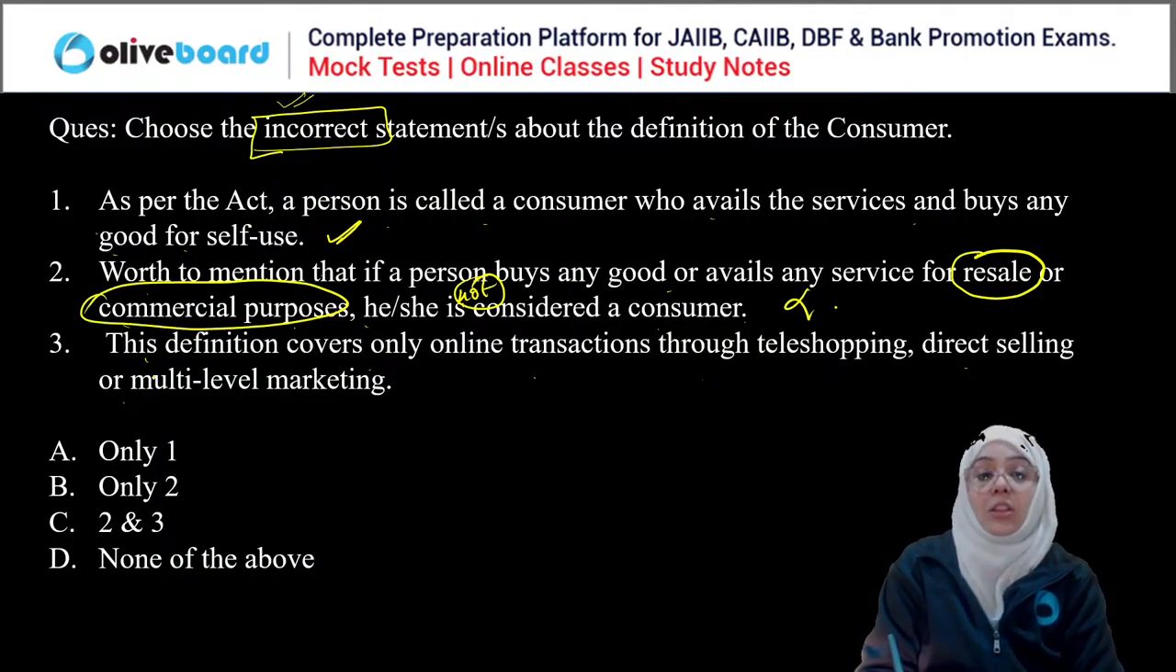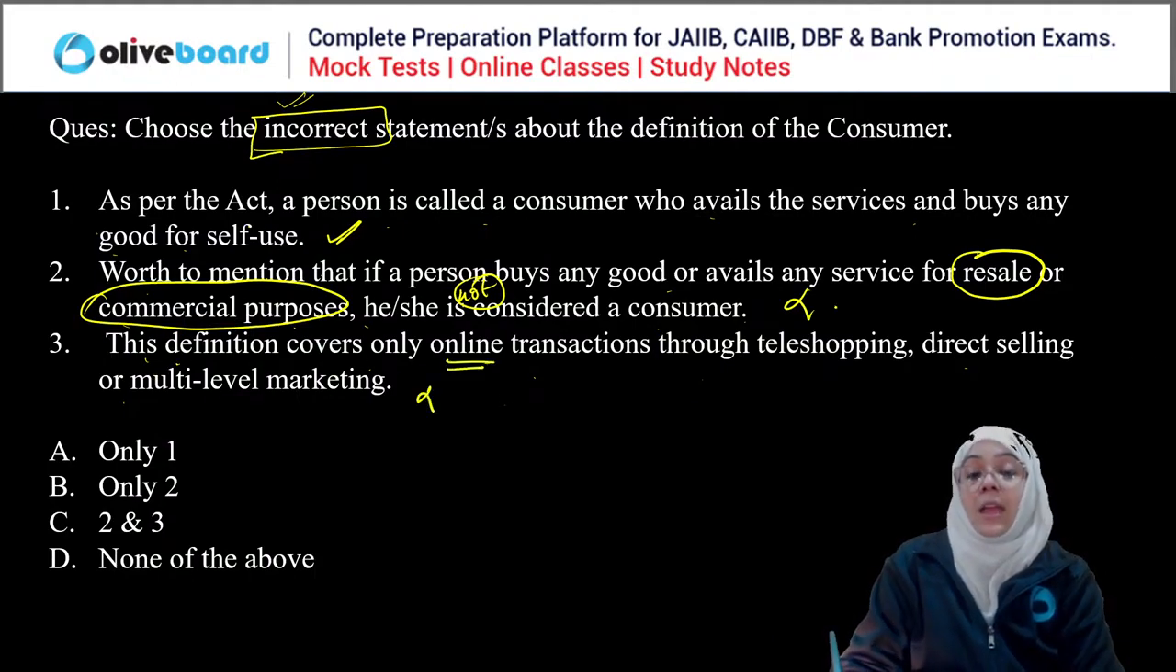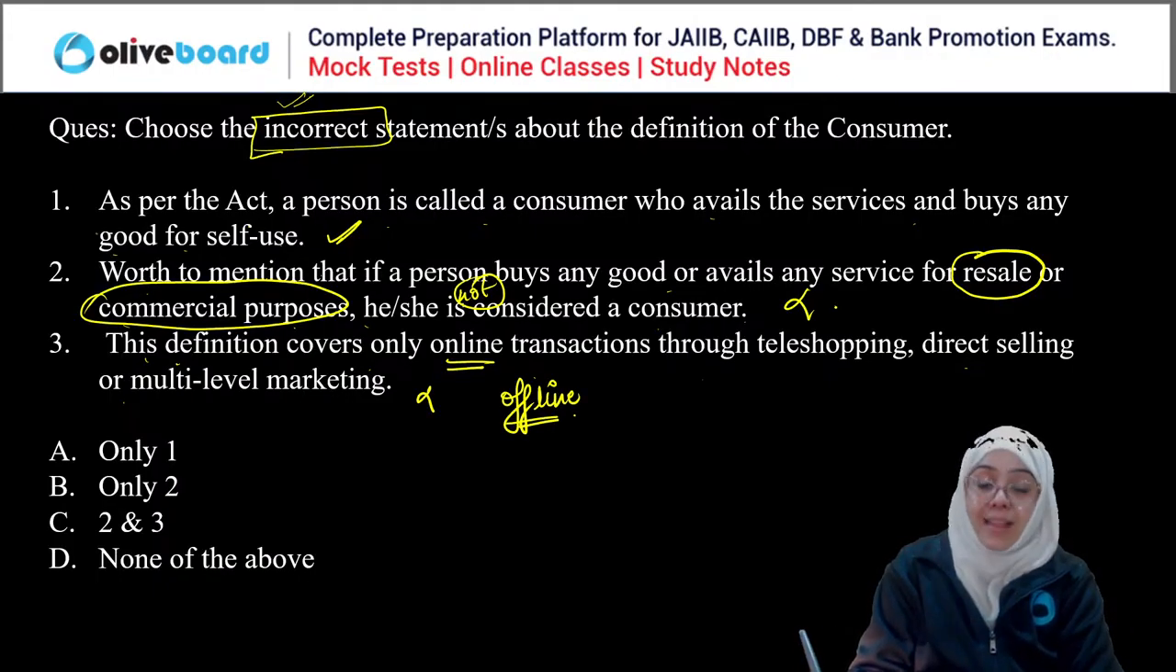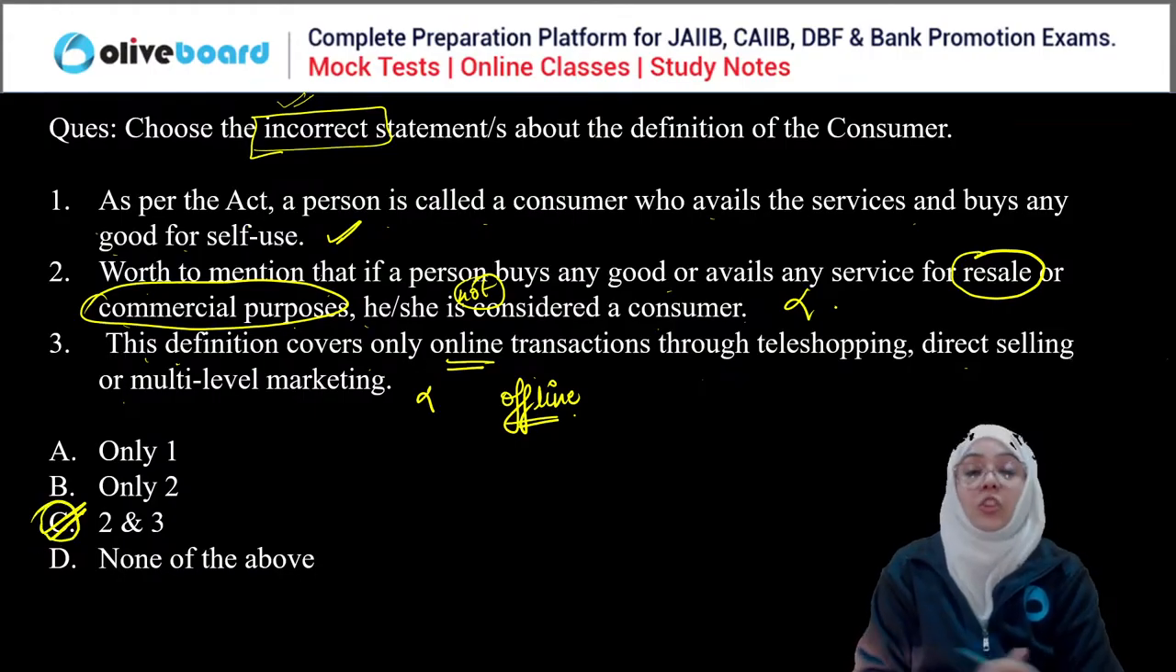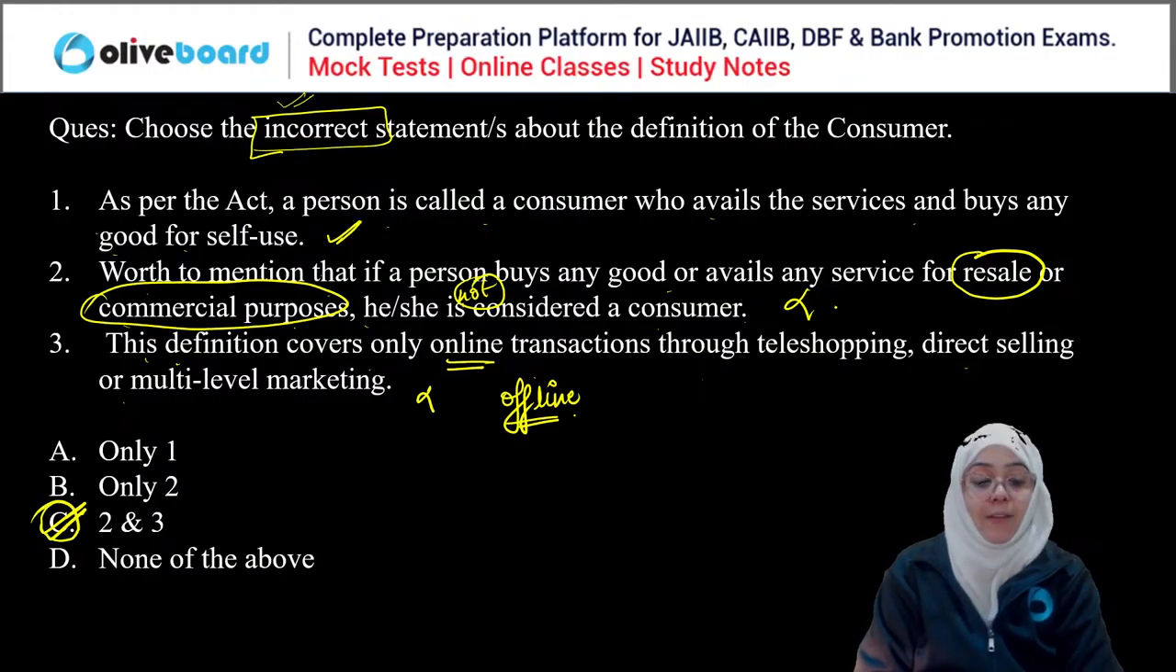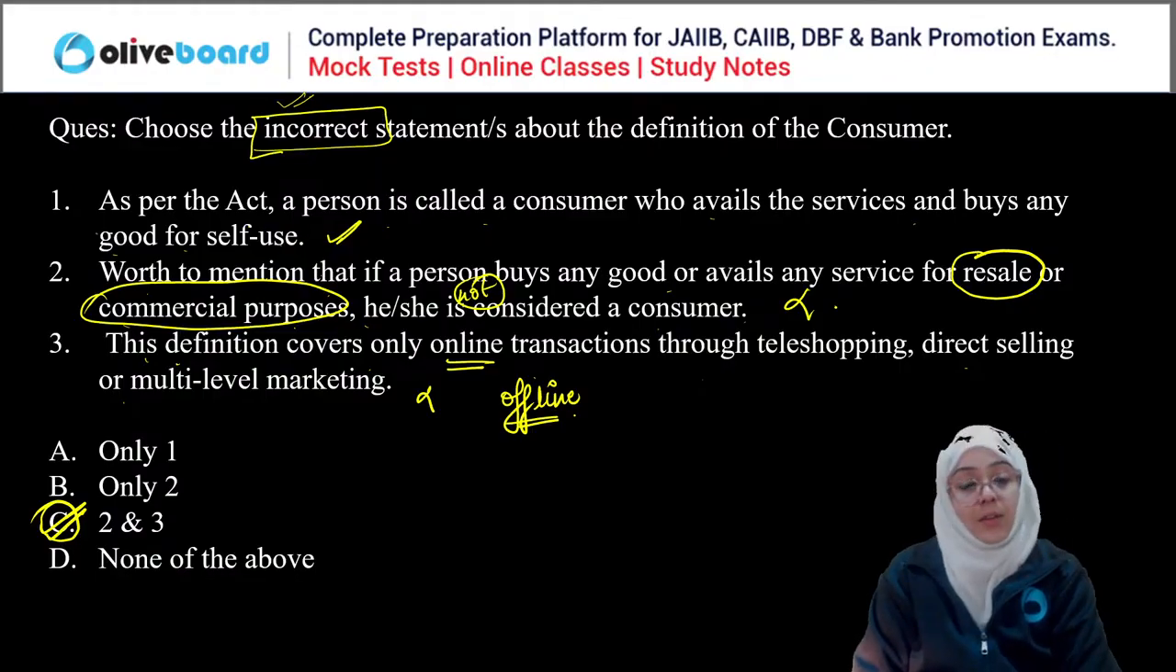Whereas if we talk about the third statement, the definition covers only online transactions. No, it is actually valid for online as well as for offline transactions. So second and third are the wrong statements and the first is the correct statement. So C is the correct answer because we have to choose the second statement.